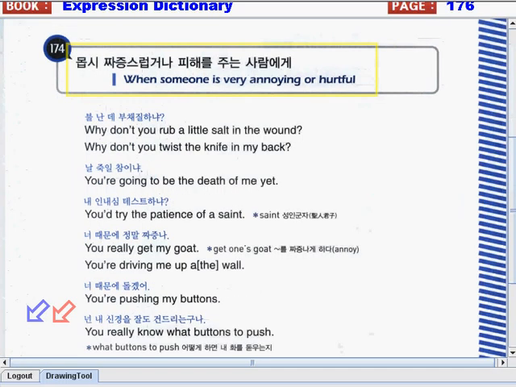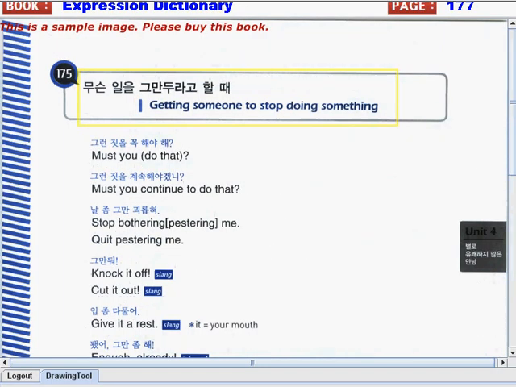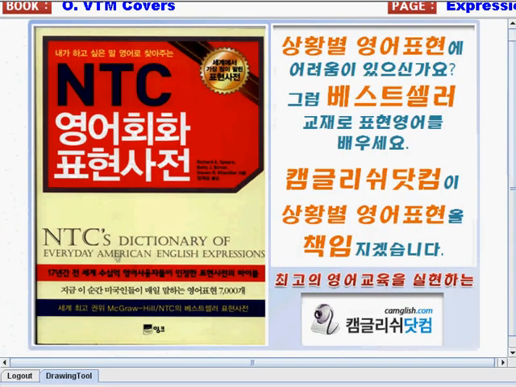For today, we had expressions used when someone is very annoying or hurtful. And we also had expressions used in getting someone to stop doing something. So, when someone is bothering you, you can say, "You're driving me up the wall." Or, when you want someone to stop doing something, you can say, "Knock it off."